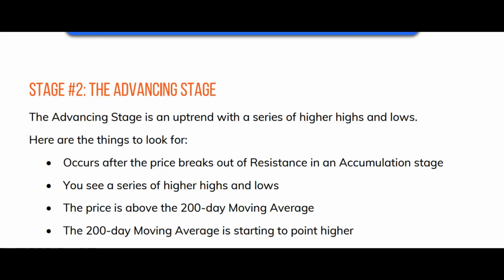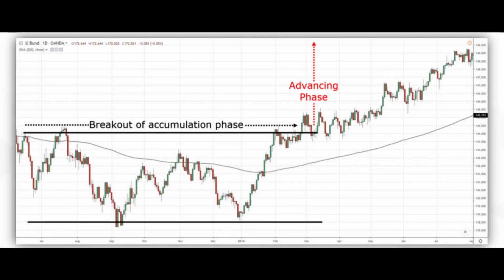The advancing stage is an uptrend with a series of higher highs and lows. Here are the things to look for. Occurs after the price breaks out of resistance in an accumulation stage. You see a series of higher highs and lows. The price is above the 200-day moving average. The 200-day moving average is starting to point higher.